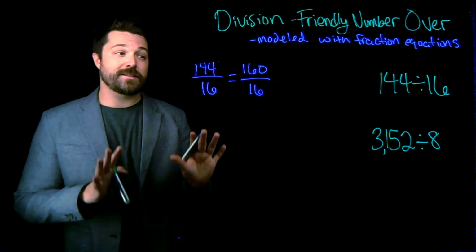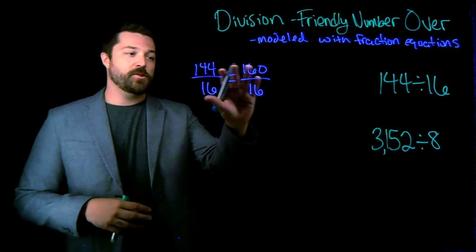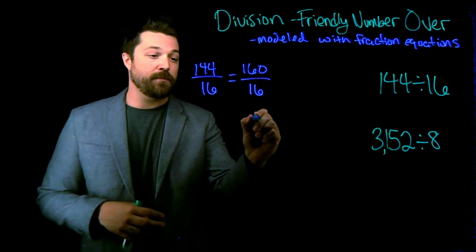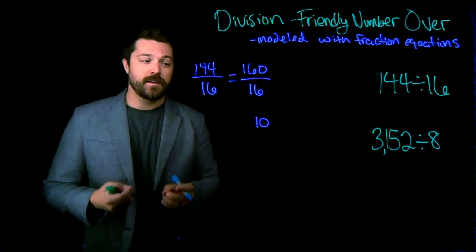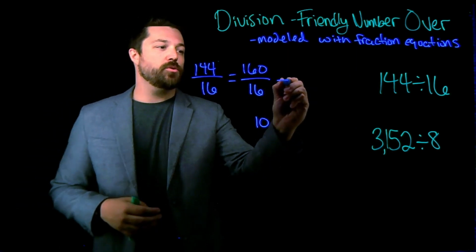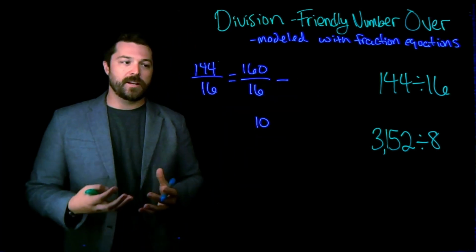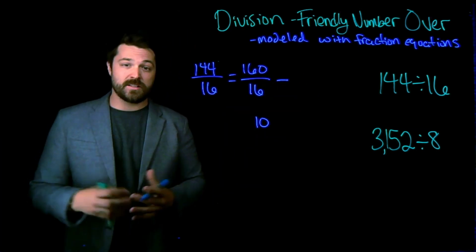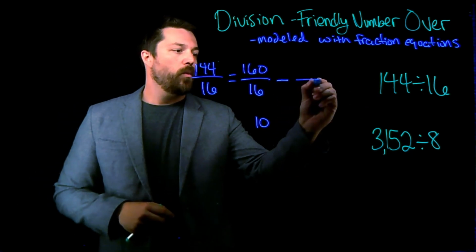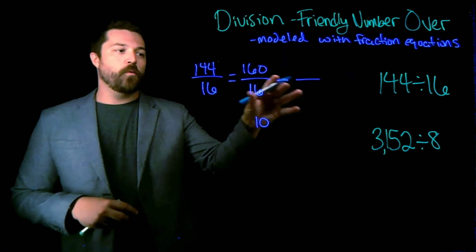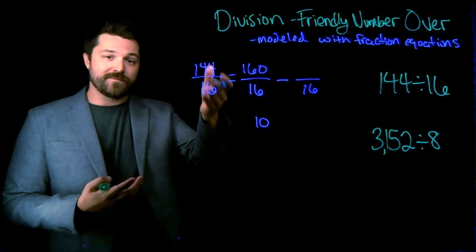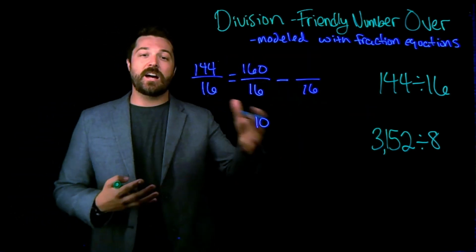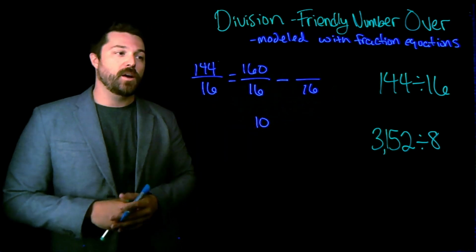Now, that of course isn't true. 160 over 16 is the same thing as 10, and I know this isn't 10. It's too much. I've got to subtract something from it. And here's how I'm going to think about it, and here's how this strategy works. Well, I know that something over 16 minus something over 16 would be something over 16. So this is how we sort of build the strategy and what it looks like.